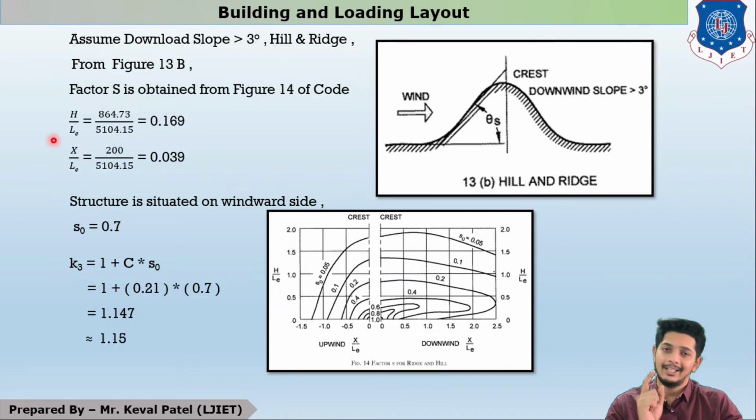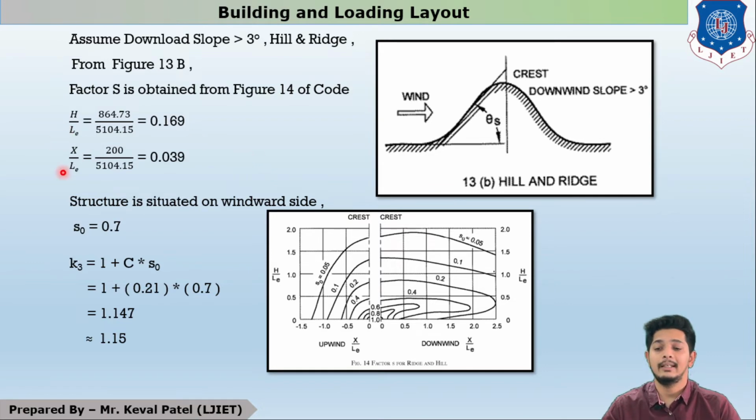Now I will find out H by Le and X by Le. I have H, X and Le, all three. So H by Le comes out as 0.169, X by Le comes out as 0.039. Now, as my structure is on the windward side, it is already given in the problem. Now, using the H by Le and X by Le values, I will find out S0. Let us see how to find out this.